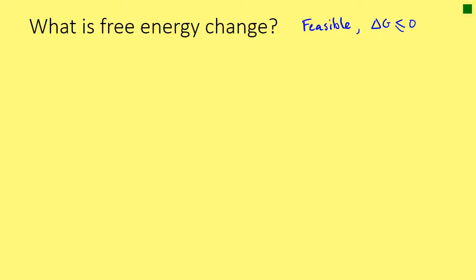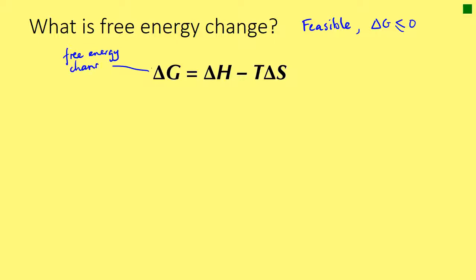And we have a formula for free energy change. It's given here. So let's label all these to make sure we know what they are and what the units are. So this is our free energy change, our delta G, and our units are joules per mole. I've normally been working in kilojoules per mole, but in this case with free energy change we are working in joules per mole.